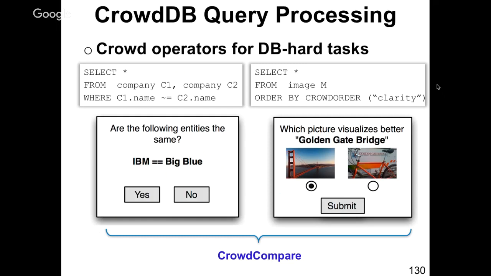And the second one is about order by, which was mentioned before. It's a pairwise compare task, like comparing these two images and asking which one can visualize the Golden Gate Bridge better. This is the crowd compare operator.